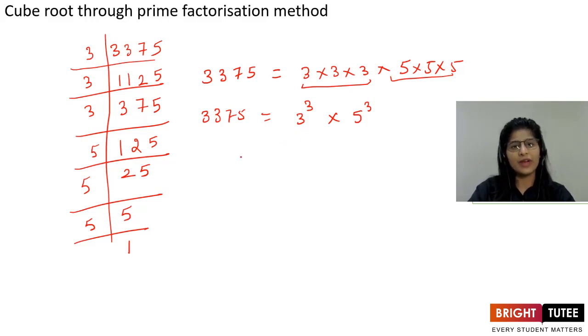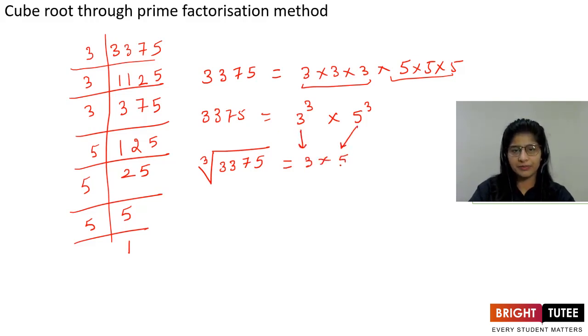But what are we going to find? We are going to find the cube root. So we will write the symbol, cube root of 3375 is equal to, now you don't have to take 3 three times and 5 three times. You just have to take 3 one time and 5 one time, and the answer is 15. So the cube root of 3375 is 15. It is the inverse operation of cube.